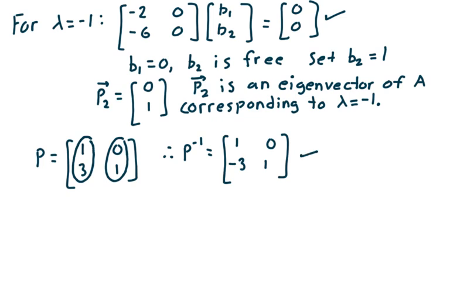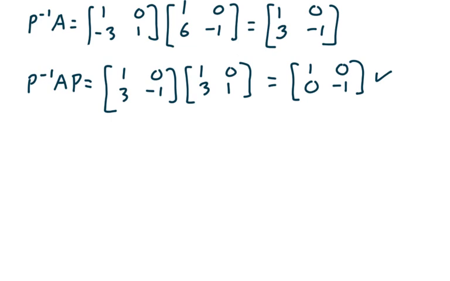Okay, so now we want to calculate P inverse AP. And if we did it right, we should get a diagonal matrix, first of all, and we're going to get the eigenvalues of A along the main diagonal. Now, when I calculated P inverse A, I got the matrix 1, 0, 3, negative 1. And then when I calculate P inverse AP, I get the matrix 1, 0, 0, negative 1, which is exactly what I wanted.